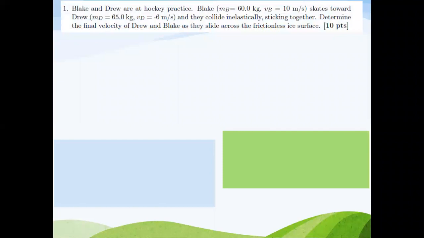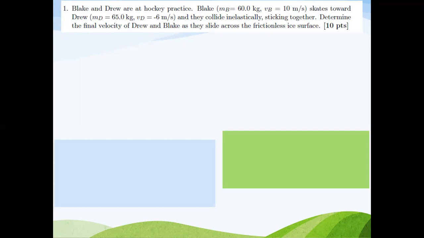So the first question on your pre-lab is about two friends that are practicing hockey, right? So let's read the problem. It says Blake and Drew are at hockey practice. Blake's mass is given and the velocity is given. He is skating towards Drew, and Drew's mass and velocities are given, which is cool. So we have all the information to calculate momentum for each person. And then they collide inelastically, sticking together.